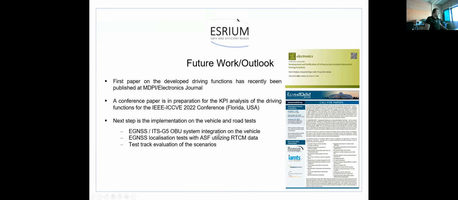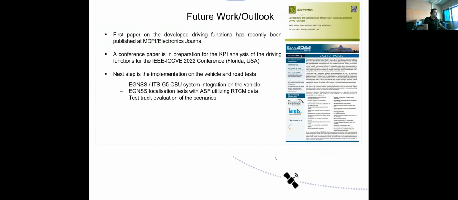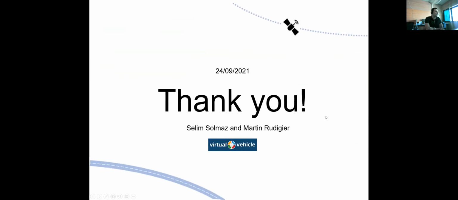Then we are planning to conduct our first localization test together with ASFINAG, utilizing the RTCM correction messages, and then evaluate the localization performance. As a next step, we are planning to test our hardware implementation first on enclosed test tracks, similar to what we have already demonstrated in simulation, and then later on the public motorway. With that, we have come to the end of this presentation.